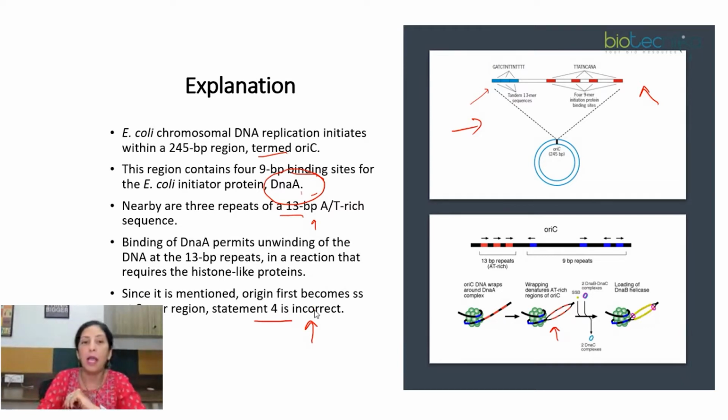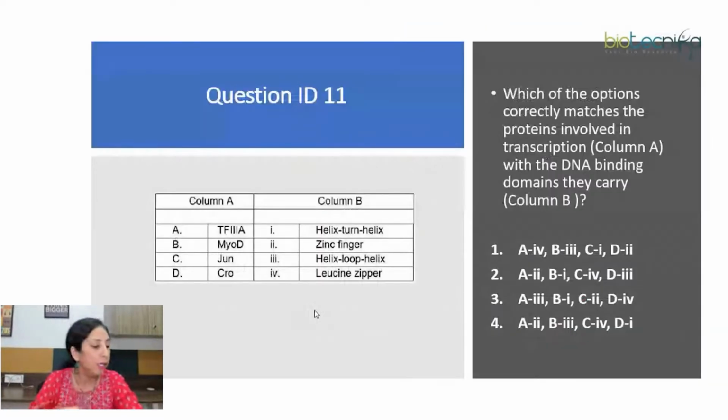Okay, so I hope you were able to solve this question. This is easy. Now let us move to our next question with question ID 11. Here, the question asks which option correctly matches the proteins involved in transcription, in column A, with the DNA binding domains they carry, which have been given in column B.